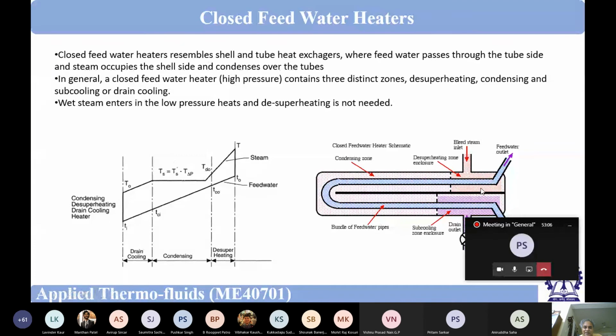So it will have a section for desuperheating. It will have a large section for condensing, and then it will have a section for drain cooling. So this is what we will have.